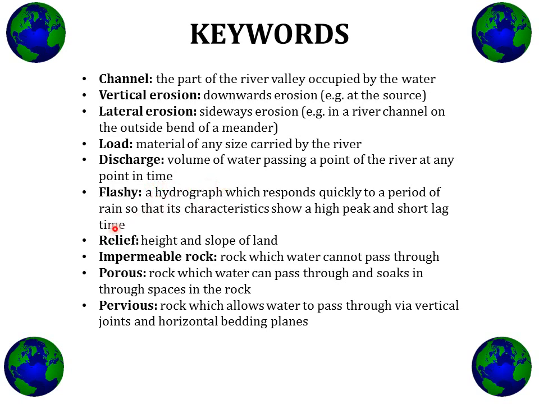Relief is the height and slope of the land. Impermeable rock is rock which water cannot pass through. Porous is rock which water can pass through and soaks in through spaces in the rock. And pervious is rock which allows water to pass through via vertical joints and horizontal bedding planes.